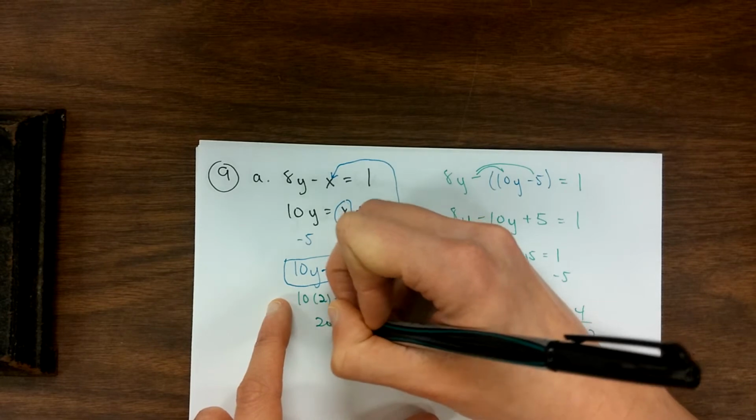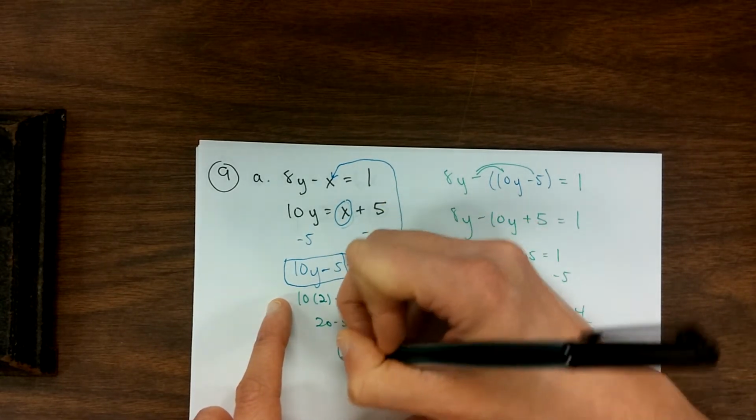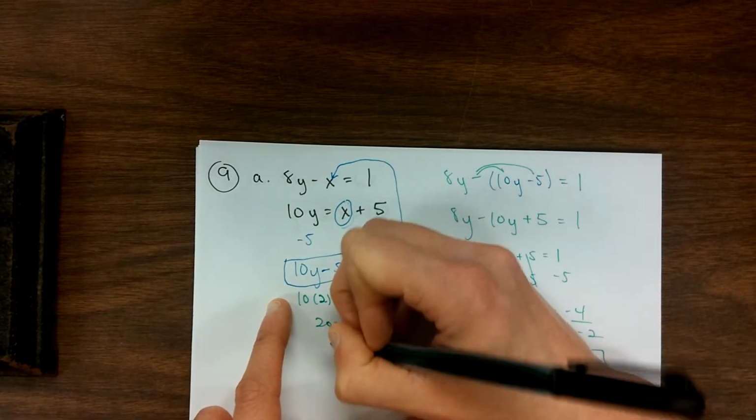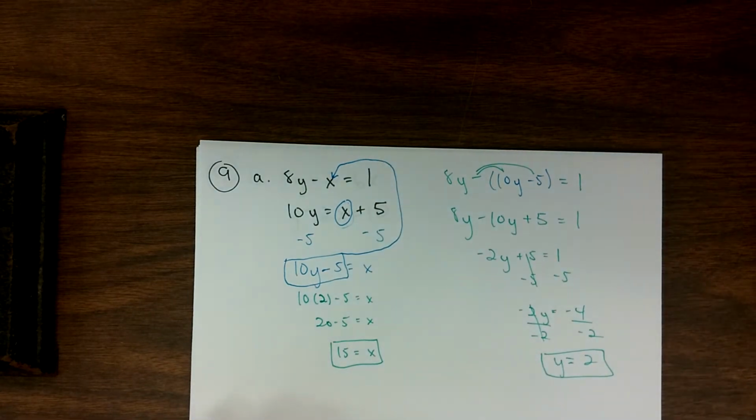So 10 times 2 is 20. 20 minus 5 is 15. So x is 15 and y is 2.